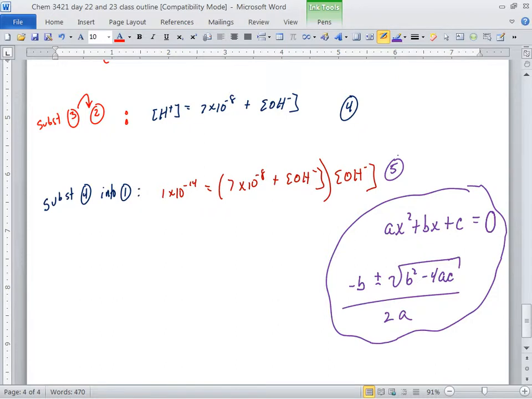So rearrange this equation, I guess 5, right? Rearrange equation 5 to get it in the form of our quadratic equation there, ax squared plus bx plus c.